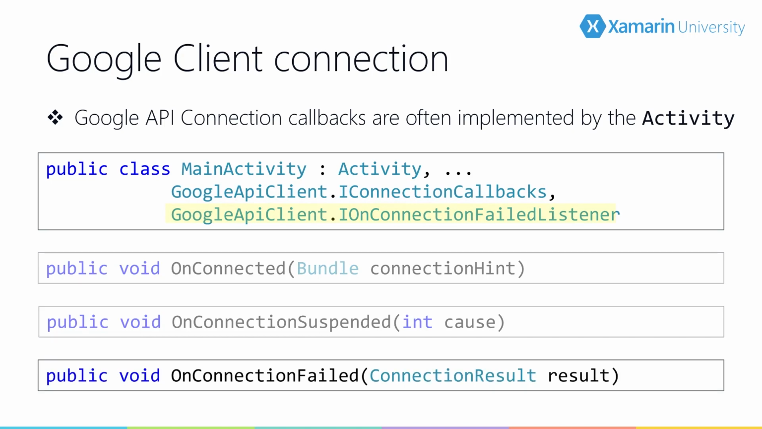Finally, if the connection fails, you'll get a call to the onConnectionFailed method on the OnConnectionFailedListener. This is passed the connection result, indicating why the connection failed, no network, for example, or a sign-in required. The connection result class has a bunch of constant error values defined on it, which you can use to determine the cause.